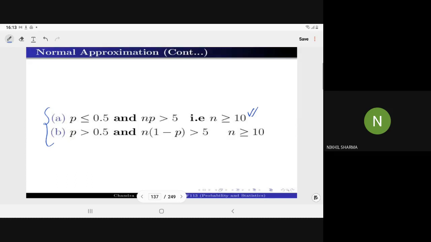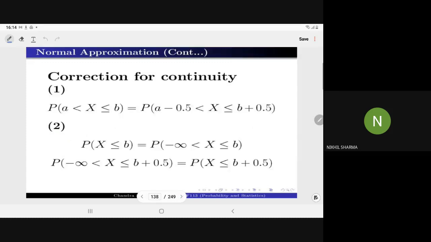When p is greater than 0.5 and n(1 minus p) is greater than 5, or n is greater than 10, then we do the approximation. So this is the condition for applying the approximation. Now what is the meaning of the half unit correction?